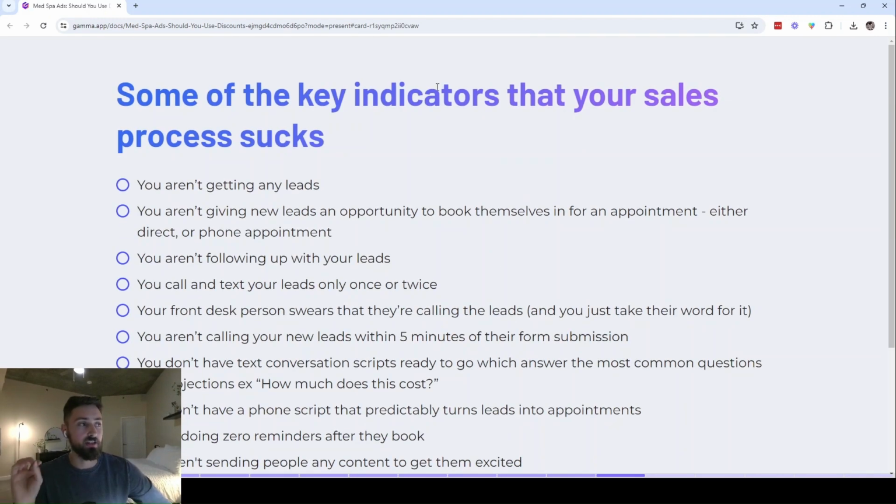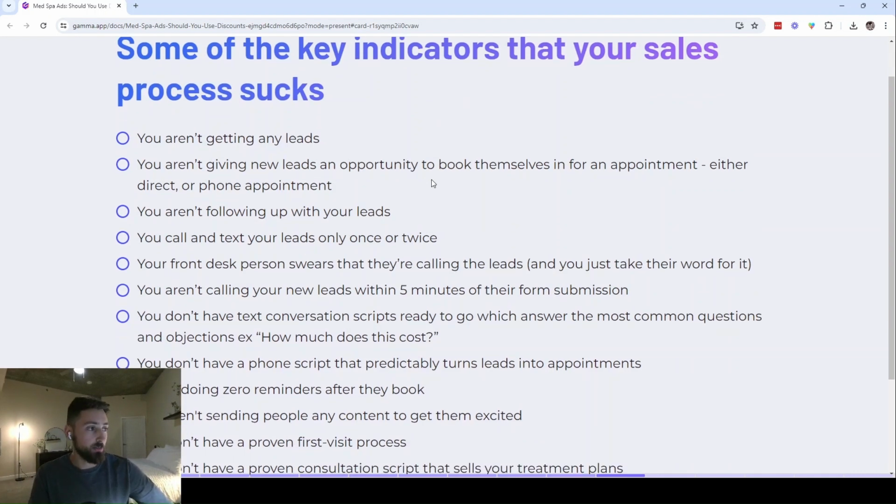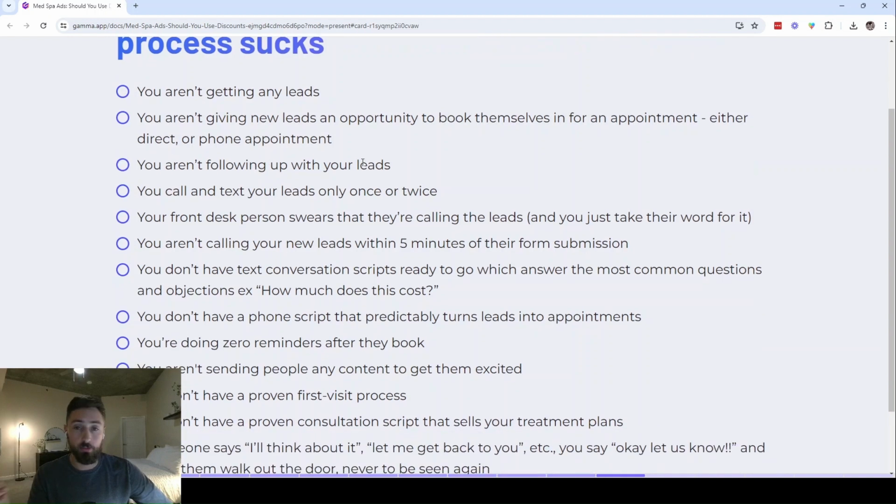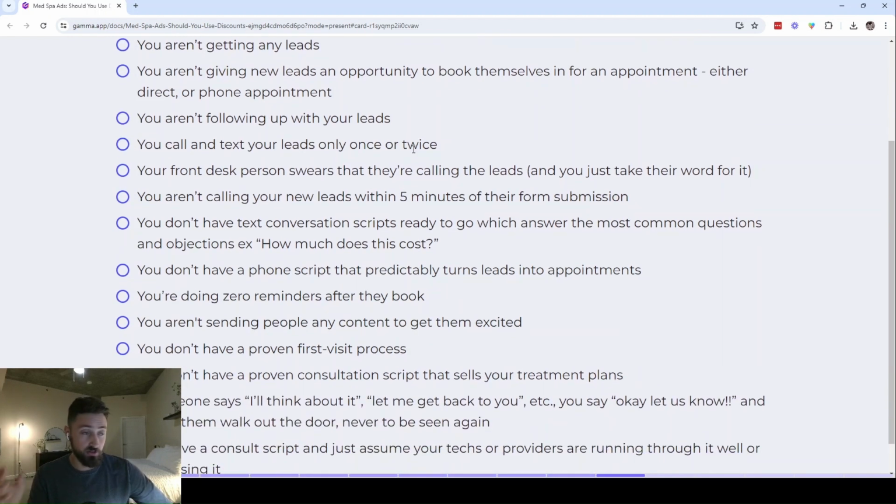And so here are some of the key indicators that your sales process sucks for your MedSpa, right? Well, you aren't getting any leads, right? That's the biggest issue. If you're not getting leads, you don't really have a business. You aren't giving new leads an opportunity to book themselves in for an appointment, whether they either just book themselves in directly or they book in a phone call with your team so that they can get scheduled for their appointment. You aren't following up with your leads at all. You call and text your leads only once or twice. Your front desk person swears that they're calling the leads and you just take their word for it, right?